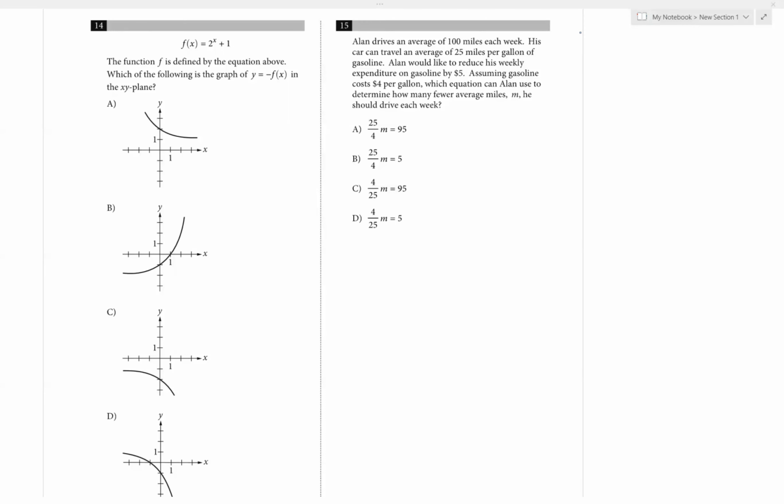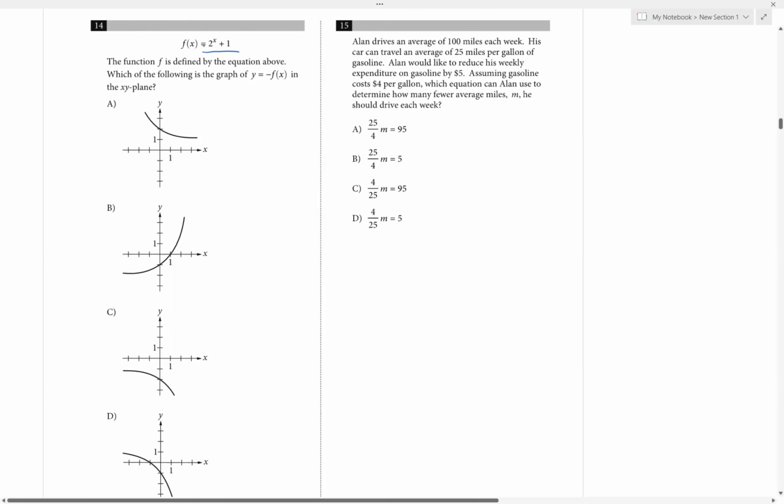All right, number 14. f of x equals 2 to the x plus 1. The function f is defined by the equation above. Which is the graph of y equals negative f of x in the xy plane? Okay, so this is the function.